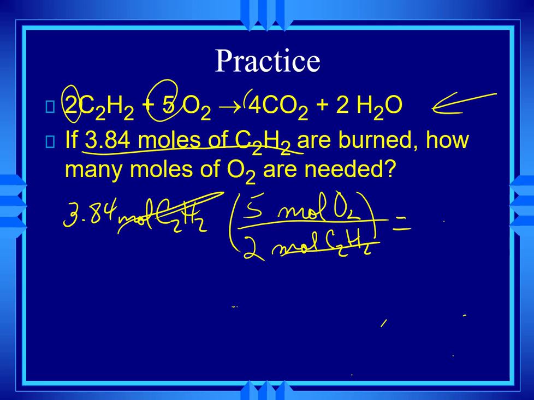So 3.84 times 5 divided by 2 equals, my calculator gives me 9.6, and I write that down, and Mr. Green marks it wrong for 2 reasons. Reason number 1, there's no unit, mole O2. Reason number 2, how many sig figs in 3.84? 3. How many in the 5? Unlimited, it's a counted number. How many in the 2? Unlimited. So I got 3, unlimited, and unlimited, so my answer should have 3 sig figs.